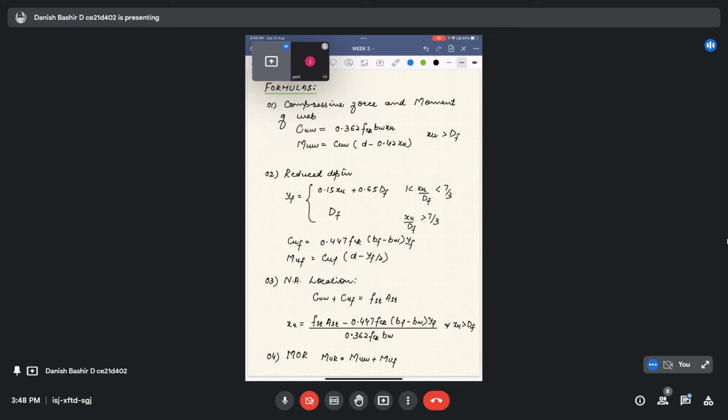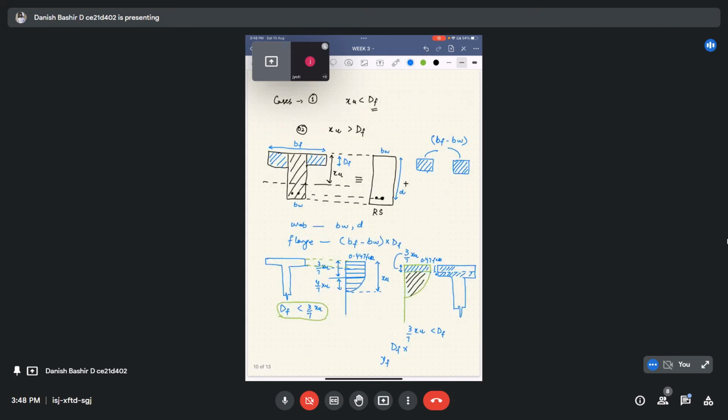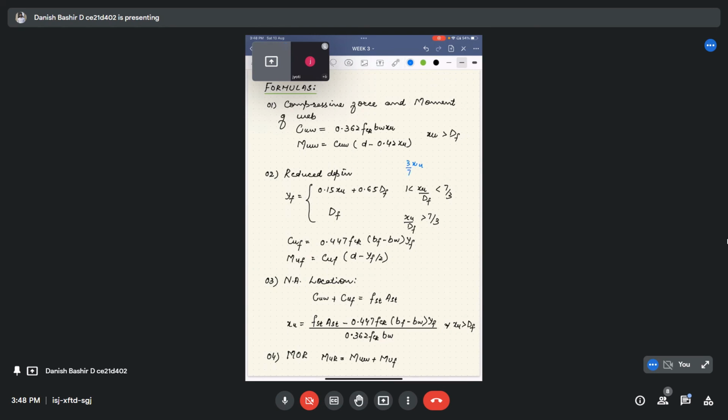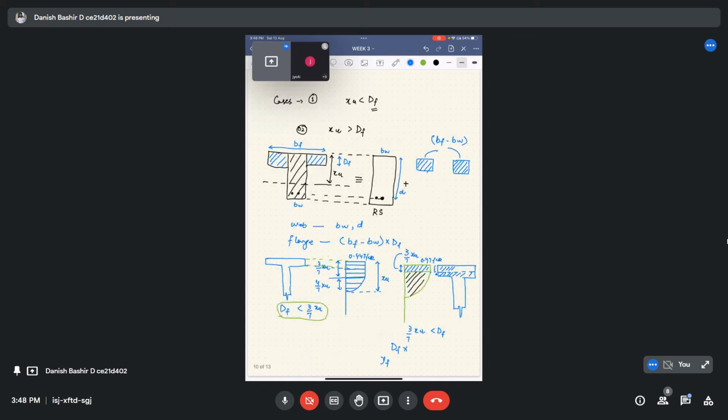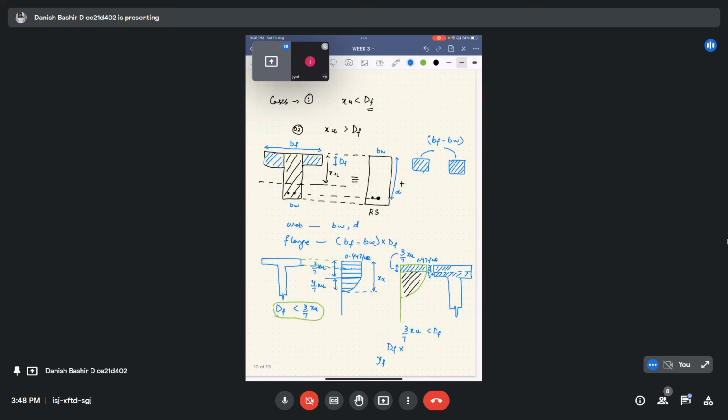Use effective flange width YF as 0.15 XU plus 0.65 DF, only if our 3 by 7 XU is less than DF. Okay, when we rearrange this, we will get XU by DF is less than 7 by 3. It will be written in the code like this: XU by DF less than 7 by 3. But you will be already aware from where this condition came. It is actually 3 by 7 of XU is less than DF from this condition. The two things should be clearly differentiated.